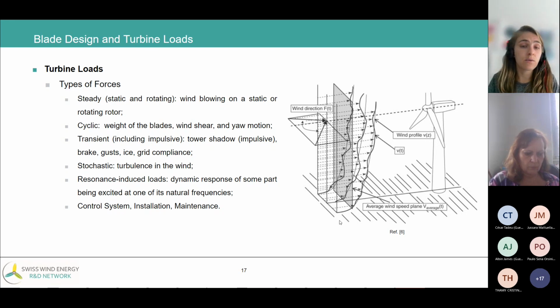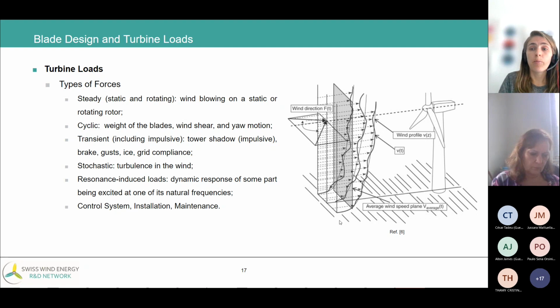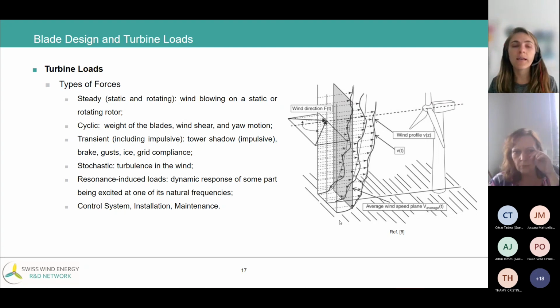Then transient loads, tower shadow. The tower will slow down the wind at that position. You have to take this into consideration. Also, other loads like brake loads, in which suddenly you stop your turbine and then you have some loads because of this. Gusts, as I mentioned, we need to take into consideration situations in which the wind can go 20 meters per second up or change direction. Ice also can be an issue, maybe not for Brazil, but for other countries. And also grid compliance loads.